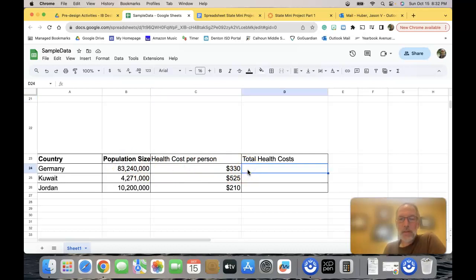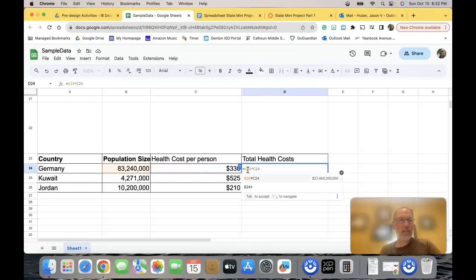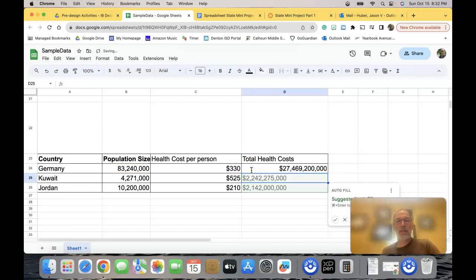So let's do that. Equals, and I'm going to take my population size, it's in cell B24, multiply it times, that's the asterisk, times C24, the cost per person, enter, there we go. It's going to guess again that I want to do the same thing in the cells below, yes I do, and there we go. Now, for Germany, they're paying over $27 billion for their healthcare costs, for their total population, for all of their people.